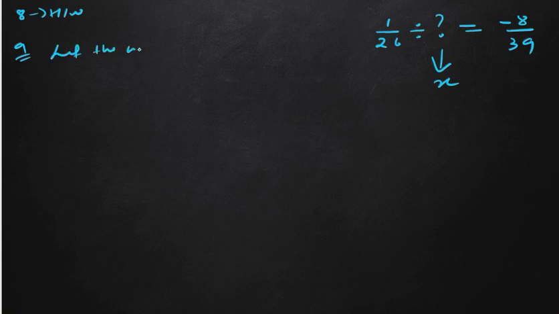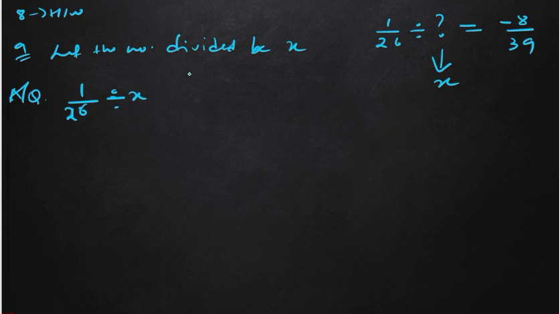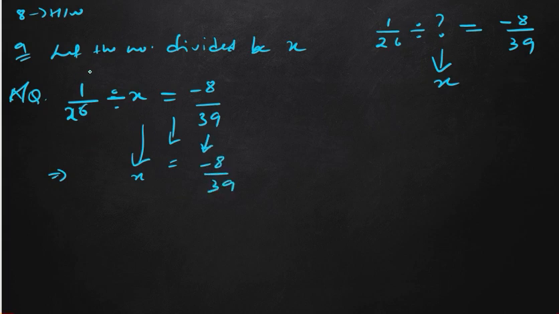Let the number by which we divide be x, according to the question. If we divide 1 by 26 by that unknown rational number, then our answer is minus 8 by 39. Now we have to calculate x. So fix the position of x. Equal to is also fixed. Minus 8 by 39 is also fixed. Now you have to just move this number. You have to see that 1 by 26 is getting divided, so if we change the side, it will get multiplied.